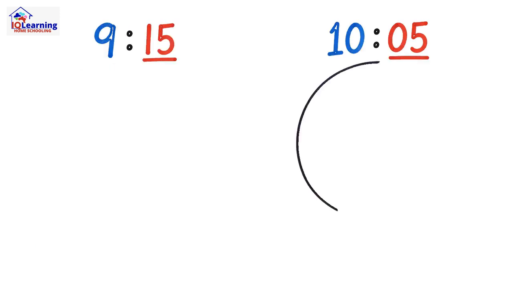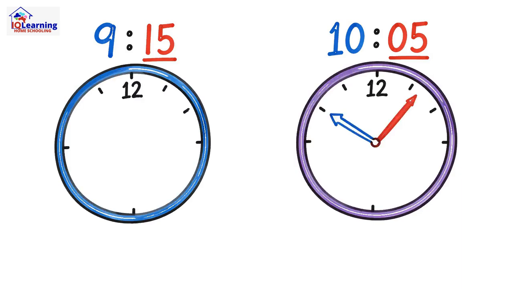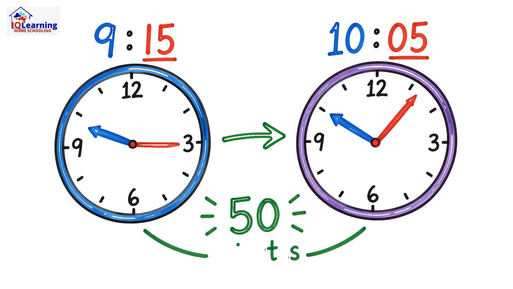And when calculating your journey time, remember the clock. A trip from 9:15 to 10:05 is 50 minutes, because an hour has 60 minutes, not 100.